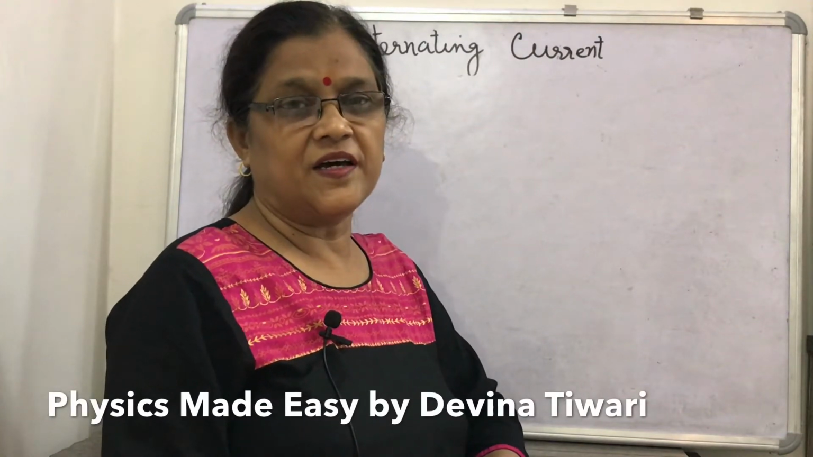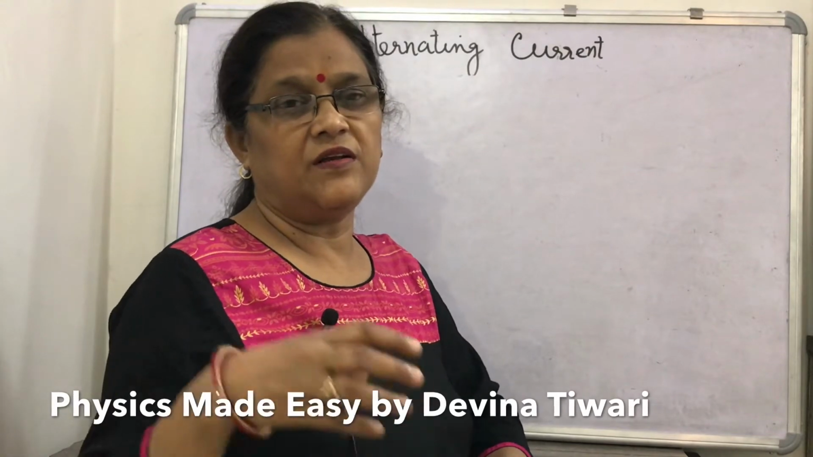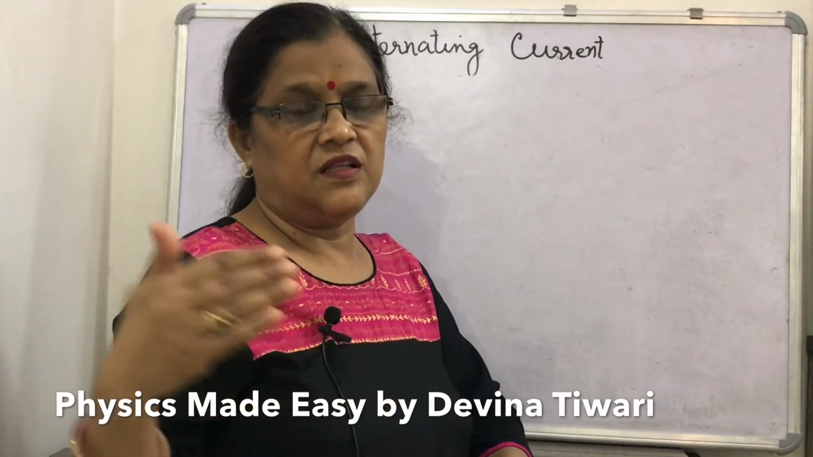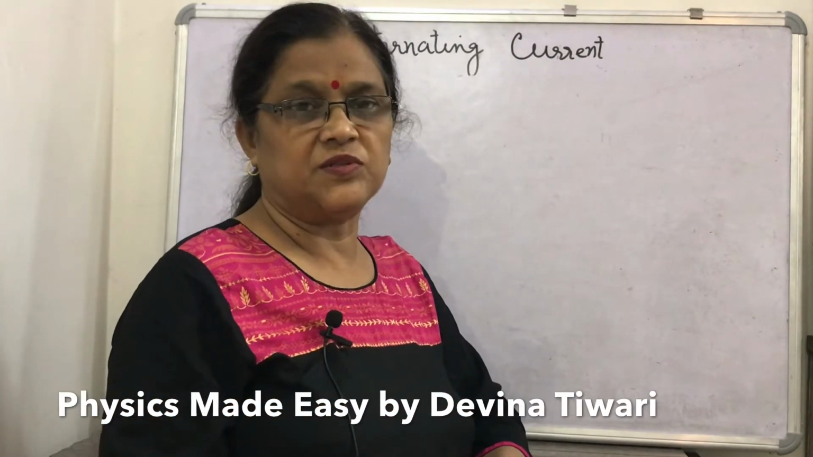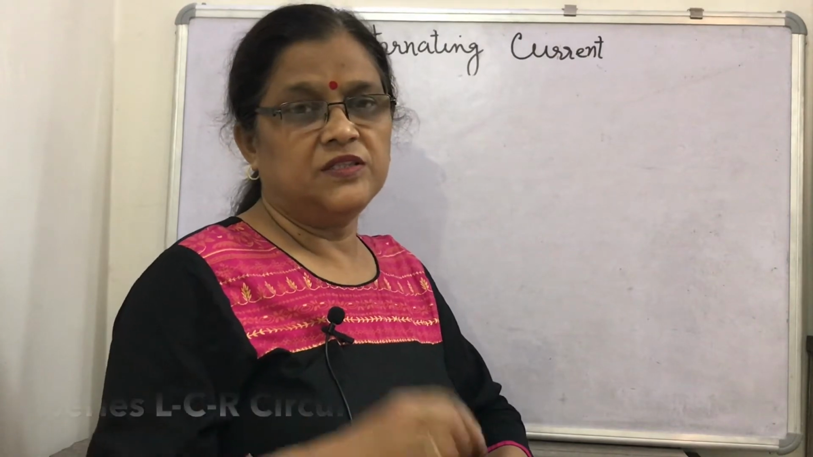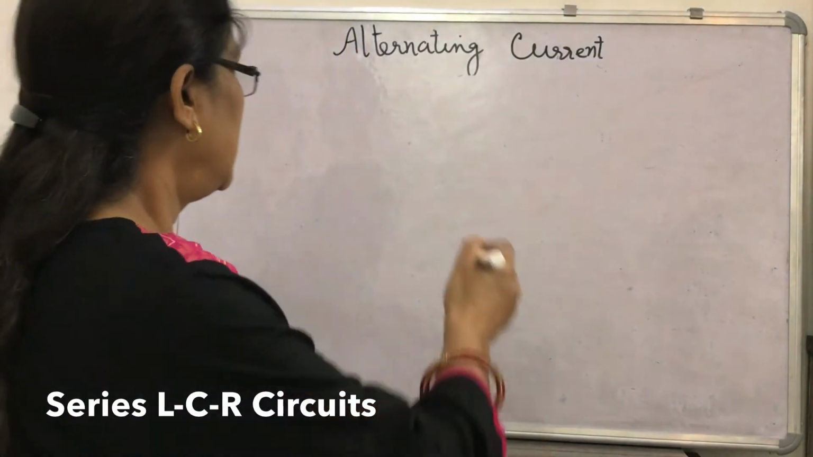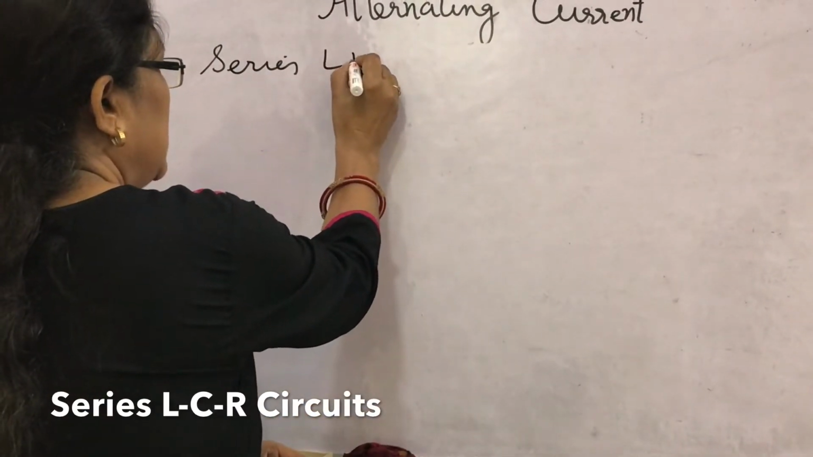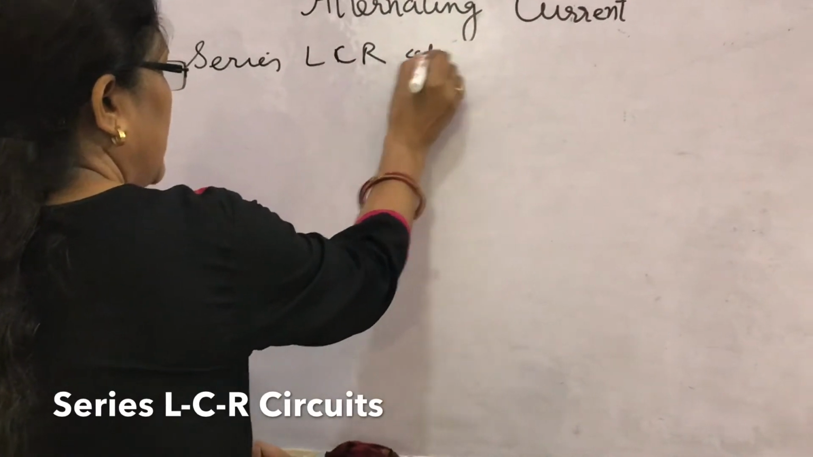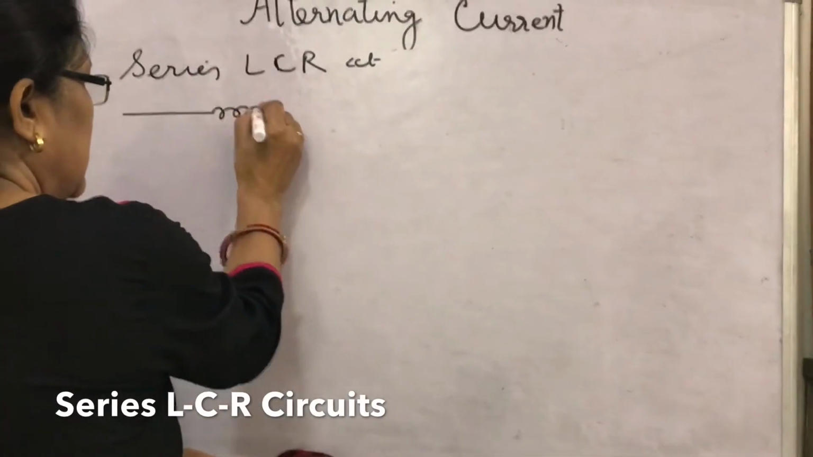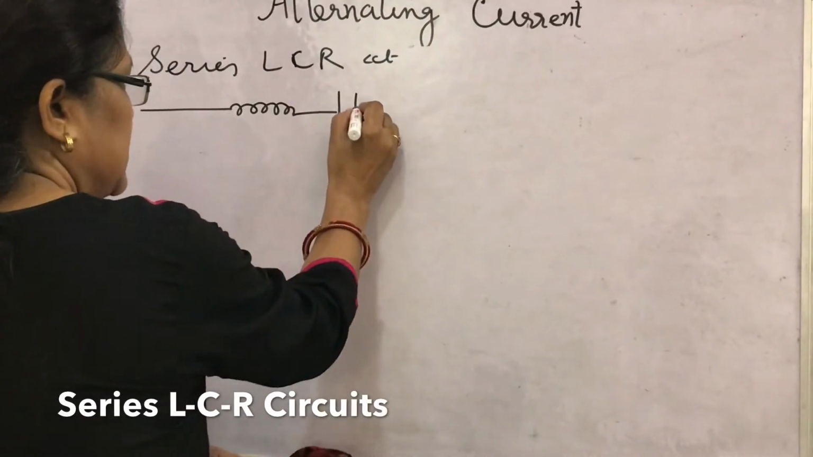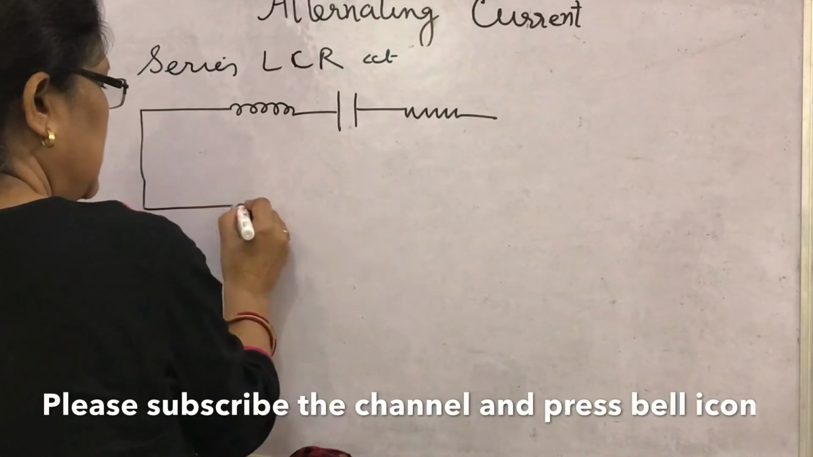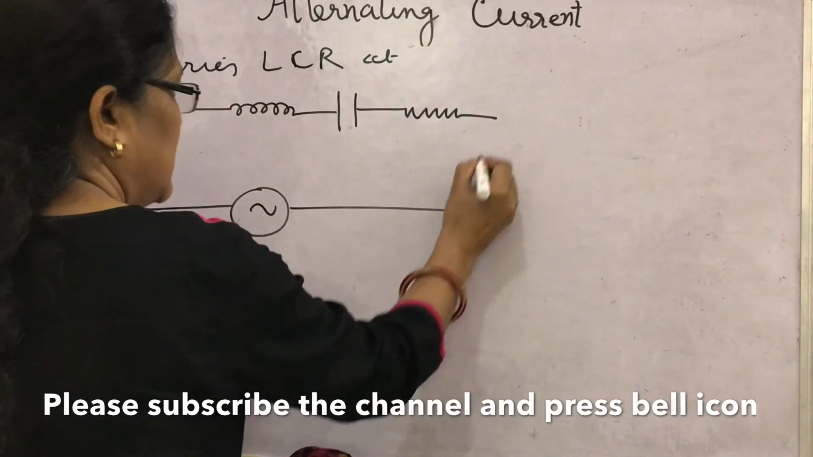In the topic alternating current, today we will see when all the three components, that is inductor, capacitor and resistor, are connected in series with the AC source. So, we are going to read about series LCR circuit. What happens in series LCR circuit when all these three components, that is an inductor, a capacitor and a resistor, are connected with the AC source like this.